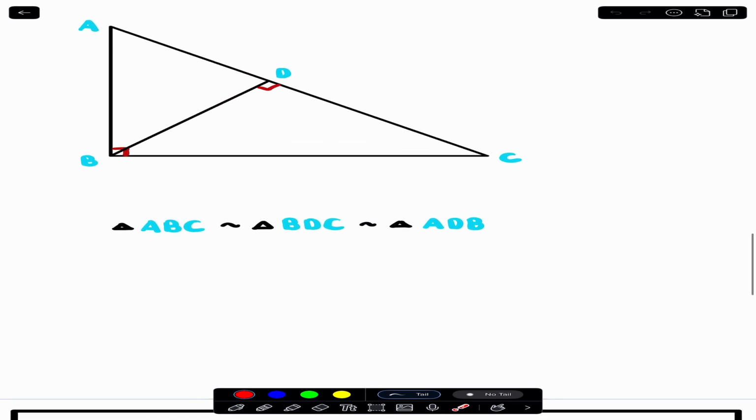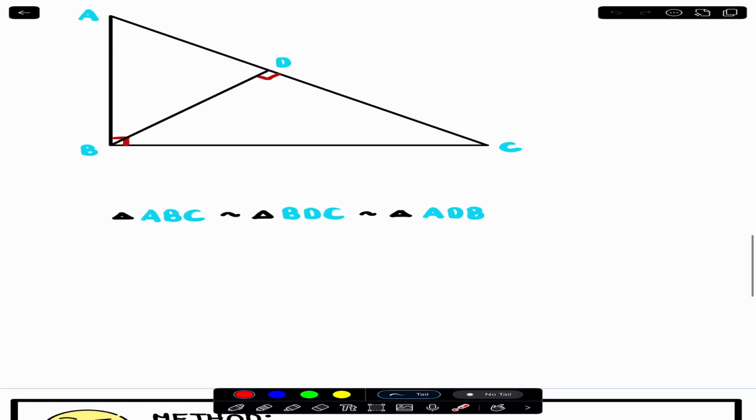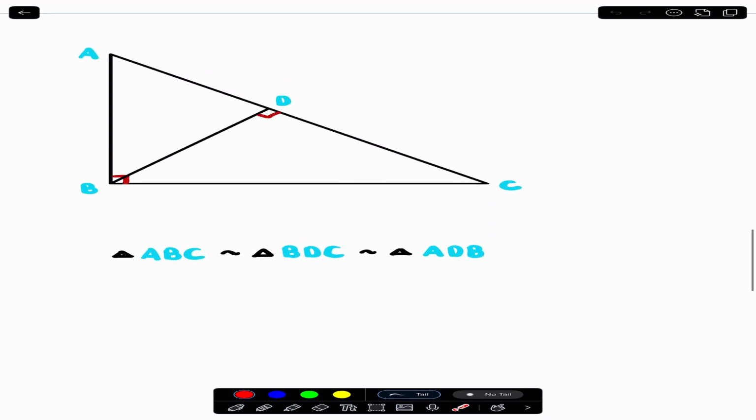So let's take a closer look at this. We're going to first look at this. Why is triangle ABC similar to triangle BDC? Well, if we outline triangle ABC similar to triangle BDC, we'll notice they both contain a 90 degree and they both share angle C, right? This angle is common to both triangles.